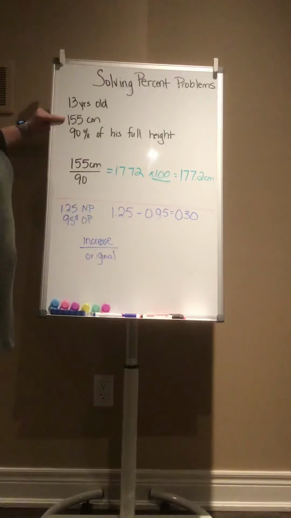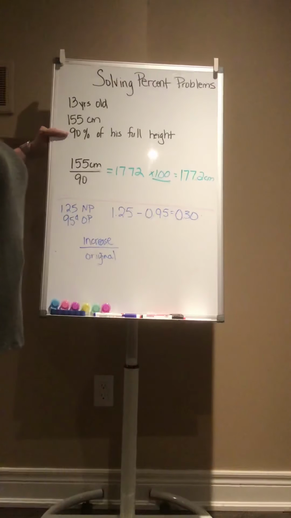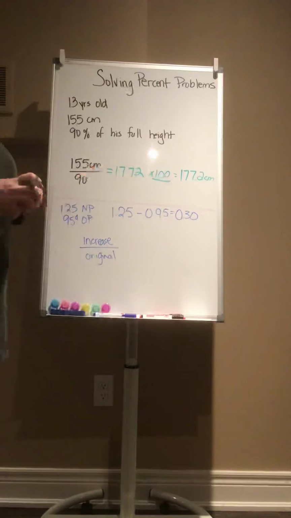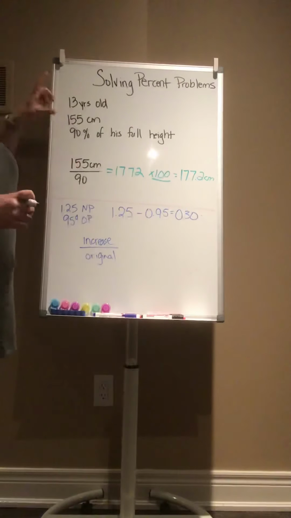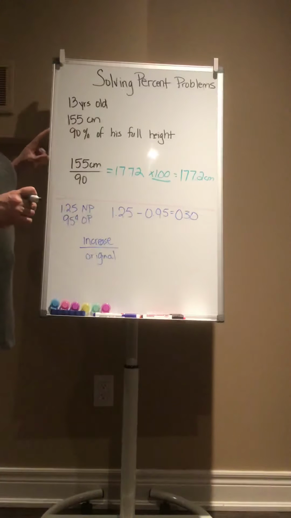And again, I can stop and think, does this make sense? Well, if he's 155 centimeters tall now, and that's 90% of his full height, he's pretty close to fully grown. He's only going to grow 10% more. 177.2 makes sense to me. Even if I make a mistake in the math, I've got the concept solved.